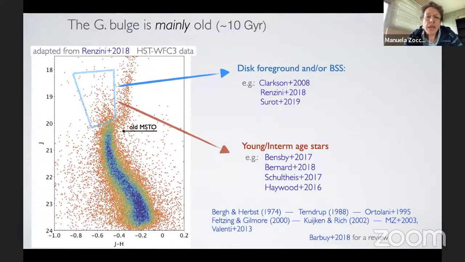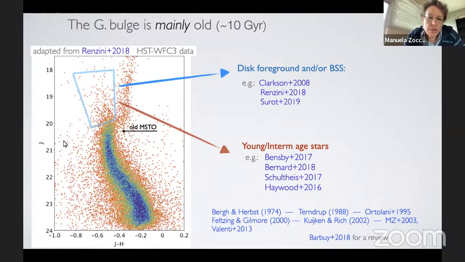The other statement that I made is that the galactic bulge is old. This really requires more explanation because there is less agreement in the literature. We all agree that the bulge is mainly old, and when I say old, I mean around 10 gigayears, more or less. But there is some disagreement on the exact age distribution. I will try to summarize the reason for this disagreement with the following diagram.